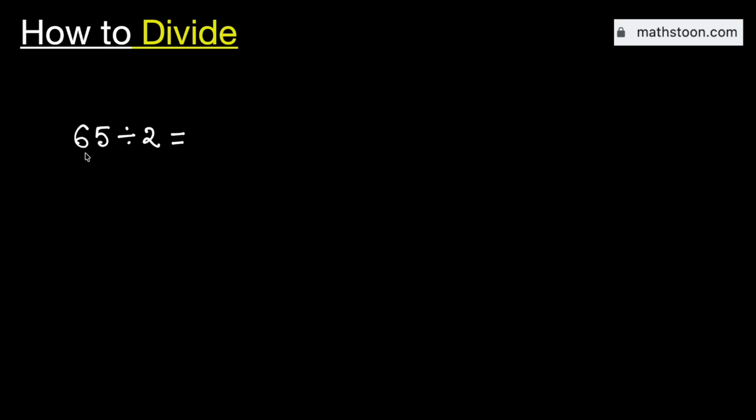In this video, let us learn how to divide the number 65 by 2 using the long division method. 2 times 3 is equal to 6. Subtract, we get a 0. Now this 0 is less than 2. That is why we will bring down this number 5 here.